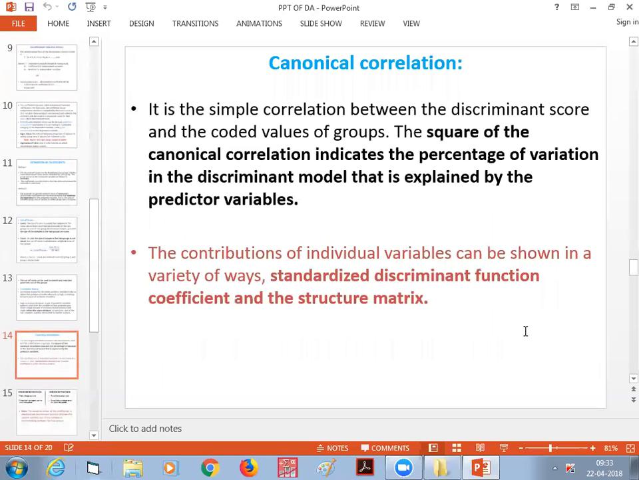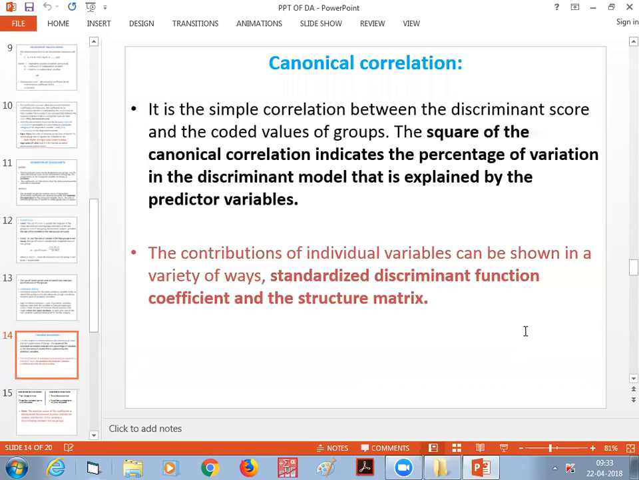Next one is another type of correlation, the canonical correlation. What is this canonical correlation? It is the correlation between what and what? Between the discriminant score and the coded values of the groups. That means the individual variable. See, after substituting, you will get the values of y. That is the discriminant score values you will get.